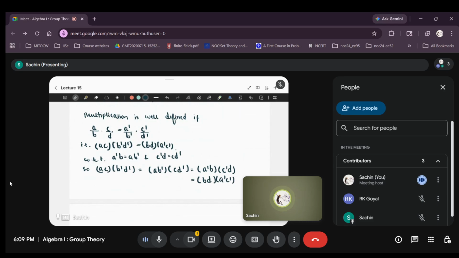Now we have all the elements. We have formally and clearly defined, without any ambiguity and with well-defined operations, addition and multiplication, the set frac D with plus and into. So now finally we can show that this is actually a field.